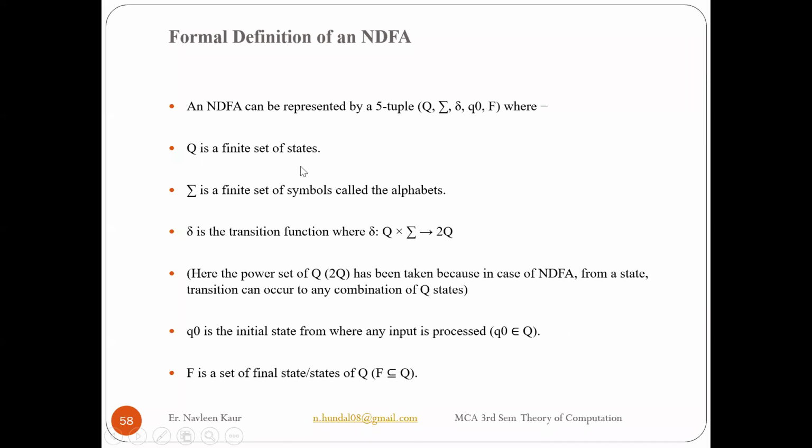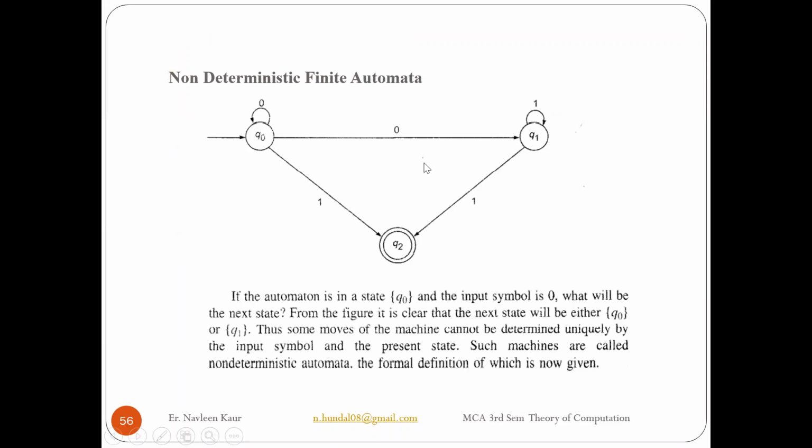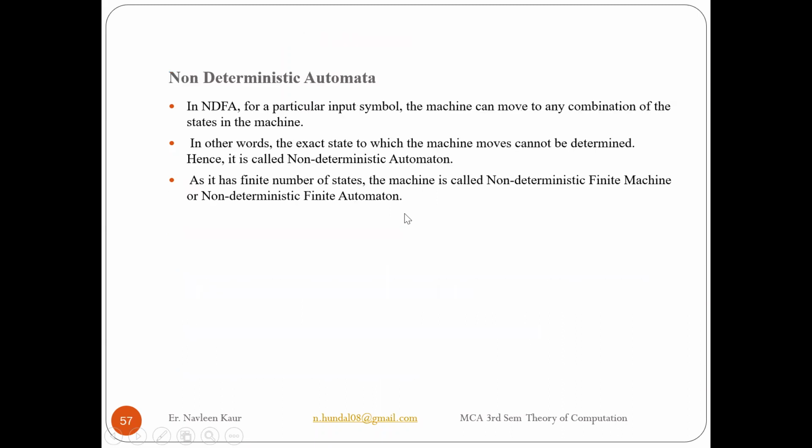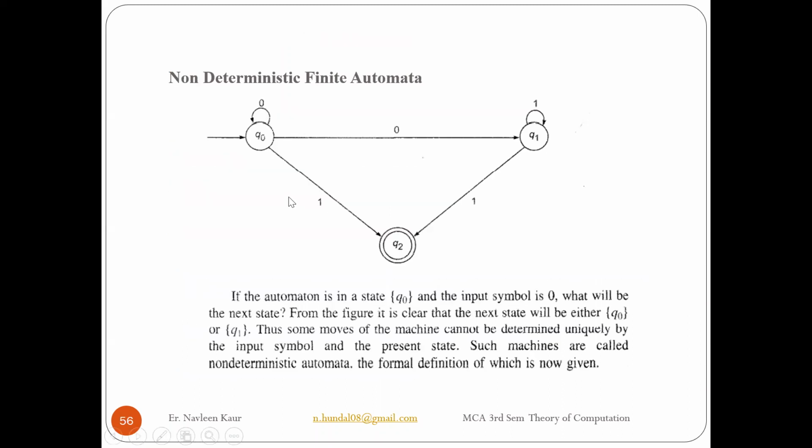So Q is again a finite set of states. If your transition diagram is like this, what will be your Q? It will be the set of Q0, Q1, Q2. So Q represents how many states you have in your NDFA. After that, sigma is a finite set of symbols called the alphabet. It is also the same as in your DFA. For this, what is going to be your sigma? 0 and 1, because your inputs are made up of 0s and 1s only.